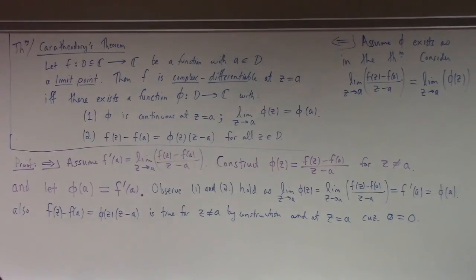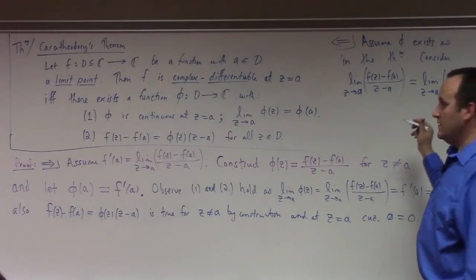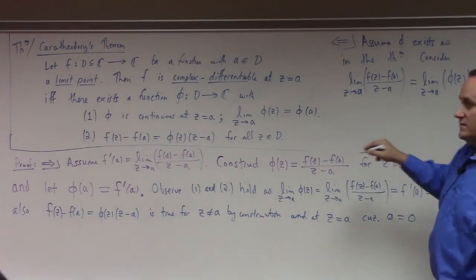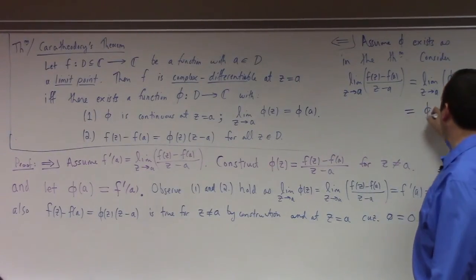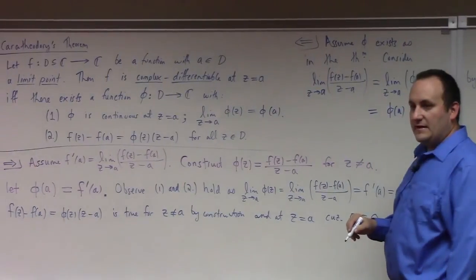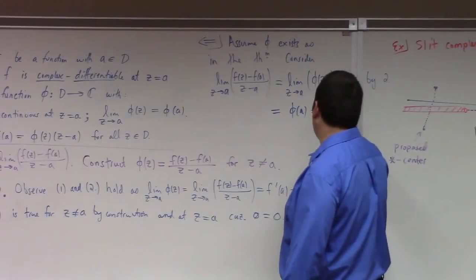You're like, well, you divided by z minus a. Couldn't that be 0? No, not in the limit. It can't be 0. We consider z close to a, but not a. So this identity holds for z not equal to a, which is all I need. And then by 1, by continuity, that's equal to phi of a. And so you can identify that phi of a is actually equal to f prime of a.